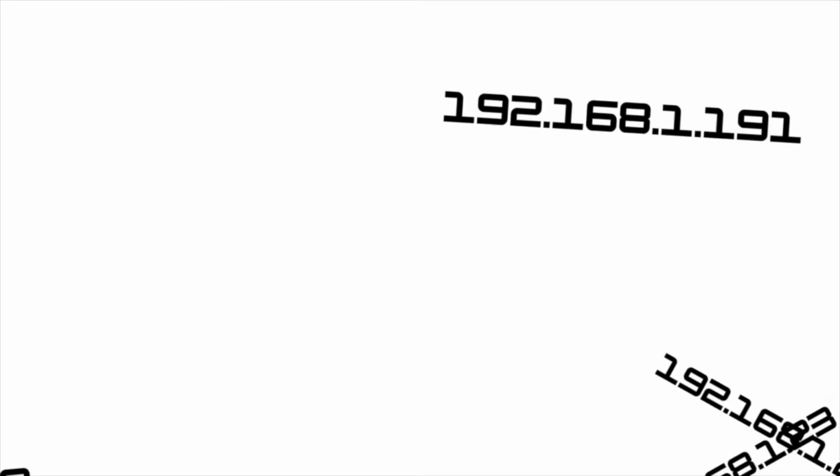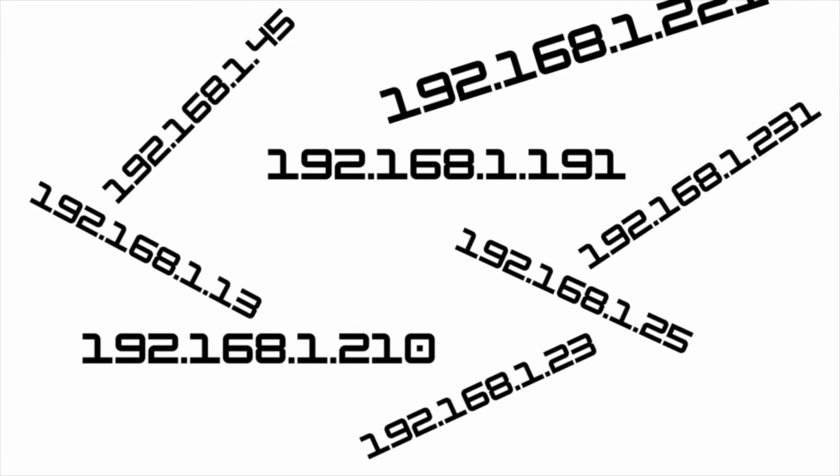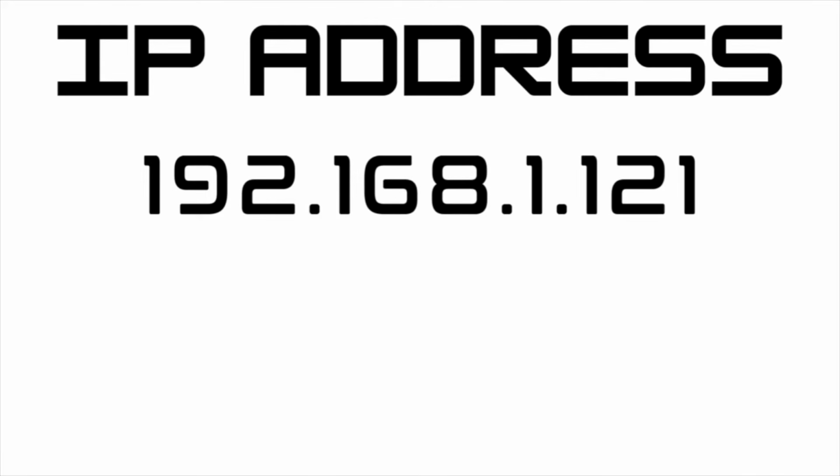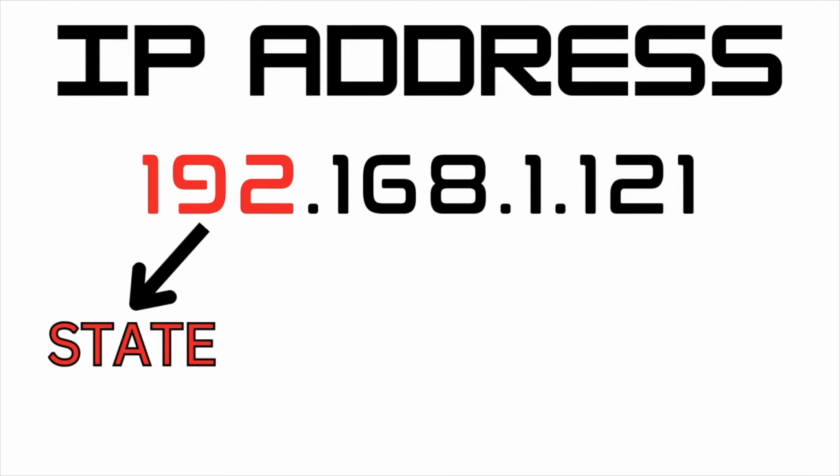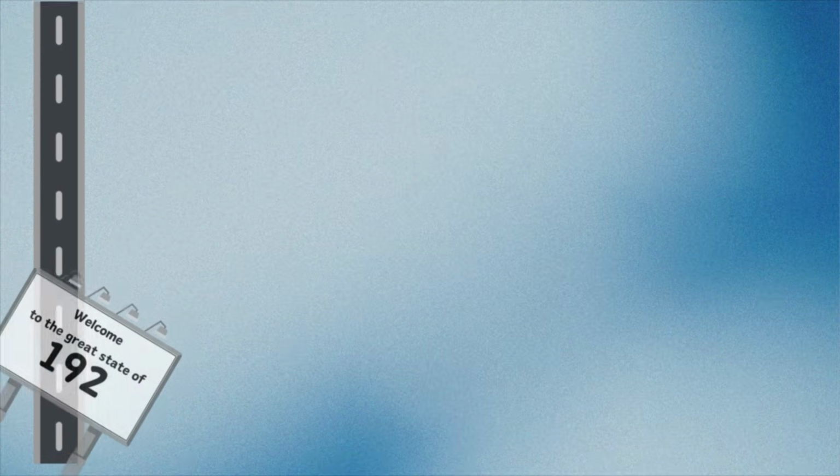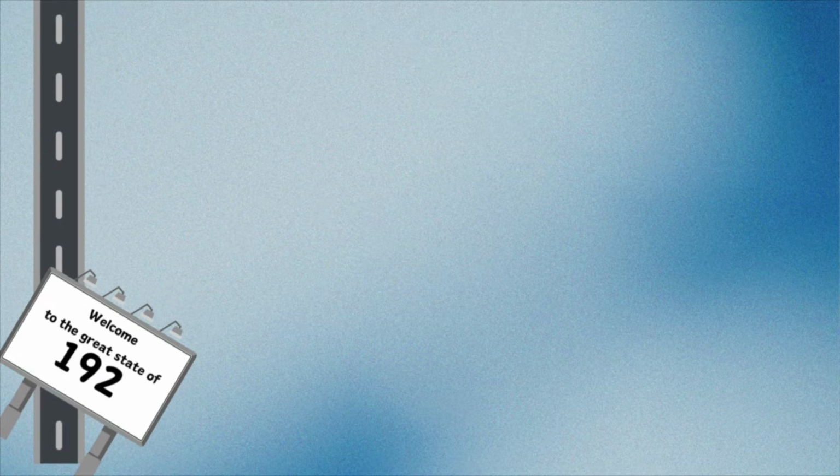All right, so let's get into the IP address. Everybody has these numbers in their basic network, and so this is how I understand it, and this is how you're going to understand it, all right? So typically we have a 192.168.1.something in our addresses here. So we're going to go with the address 192.168.1.121. So the first number, we're going to pretend like that's the state that we live in. The 192 is the state. And we welcome ourselves to the great state of 192.